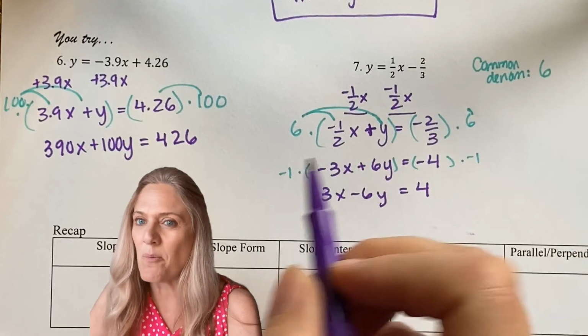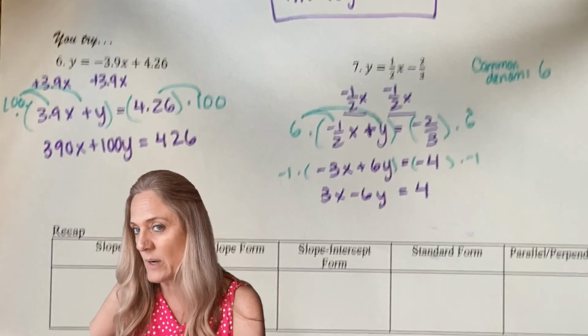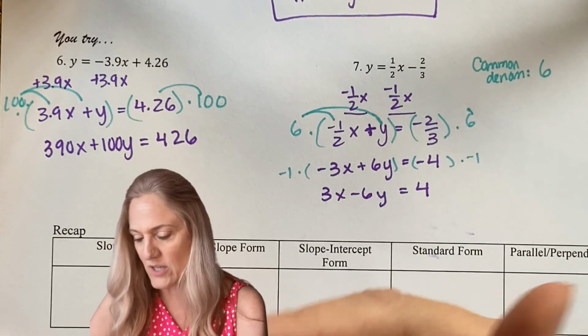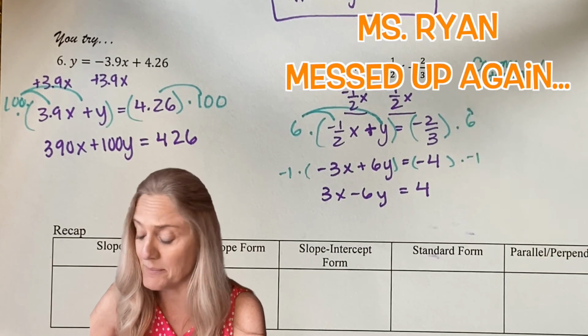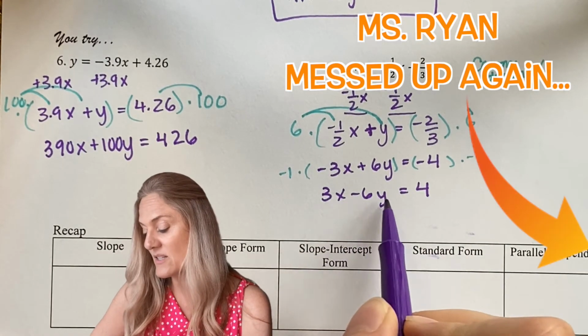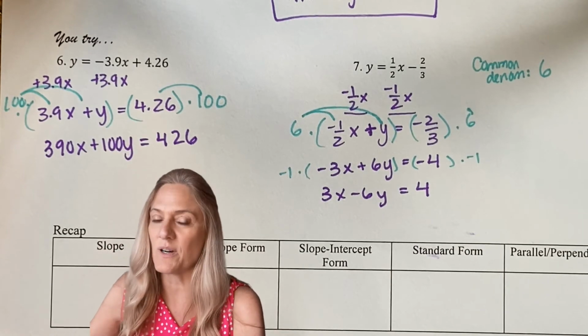I could have noticed I wanted to multiply by negative 6 so that my a was positive, and I would have done it in one step. But once again, I kind of didn't catch it. So you can always do it in 2 steps, but hey, let's try and catch it next time. 3x minus 6y equals 4. Same thing. If you need to, pause it, look at the work, fix your work.